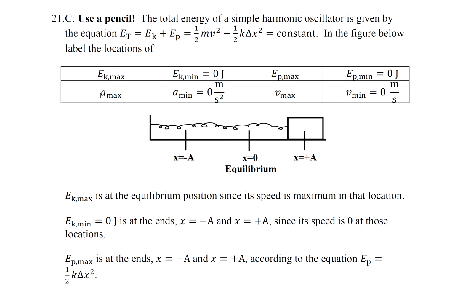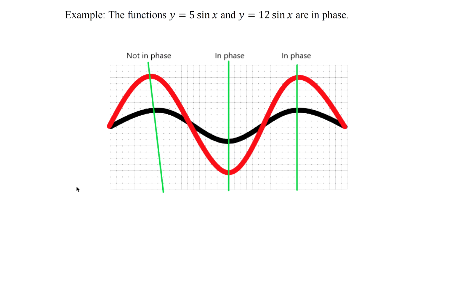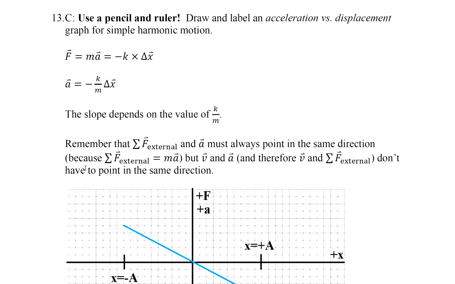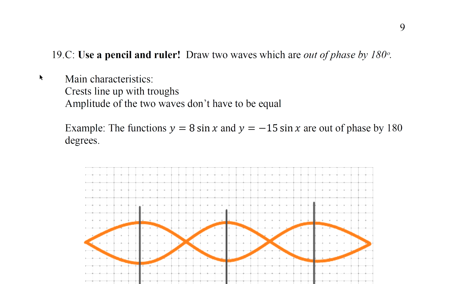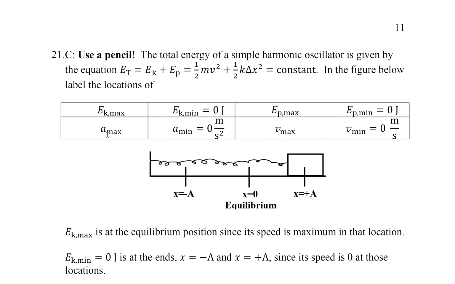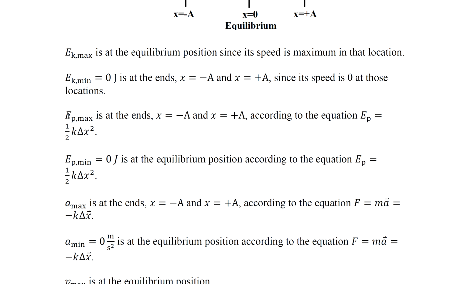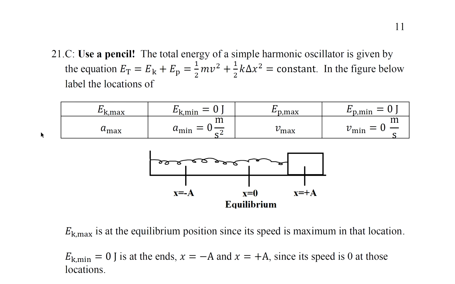So when is the acceleration of this object maximum? Well, remember F equals ma equals minus k delta x. So acceleration is maximum at x equals plus A and x equals minus A. Where is acceleration minimum? Where is acceleration equal to 0? In the middle.